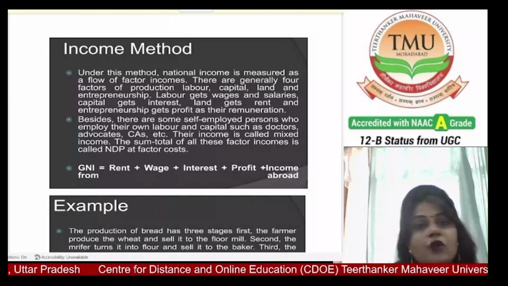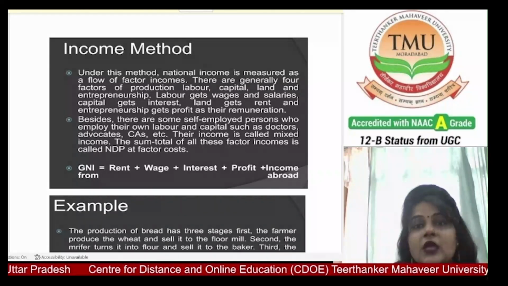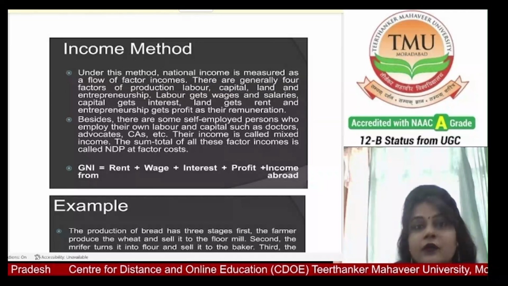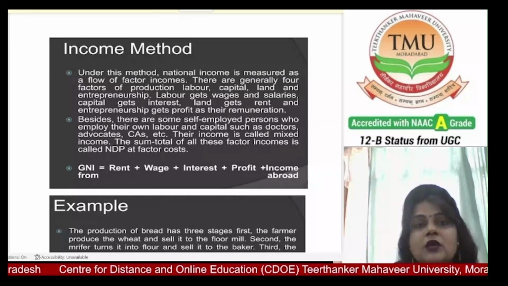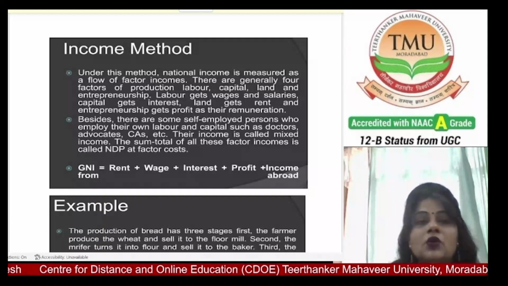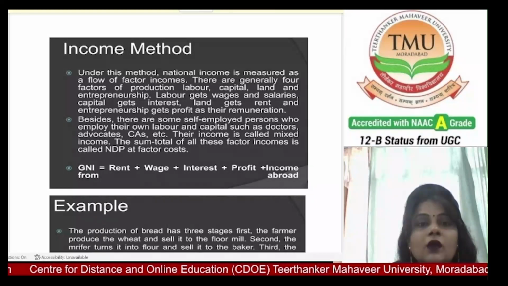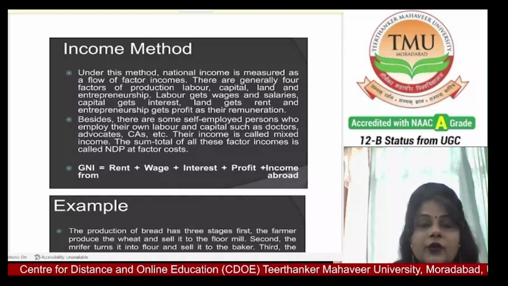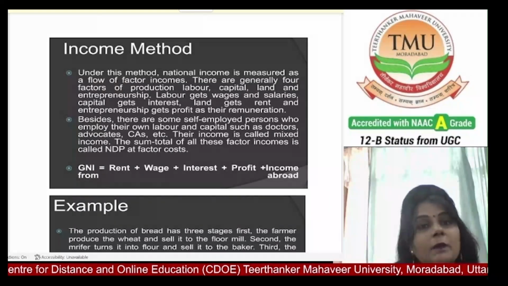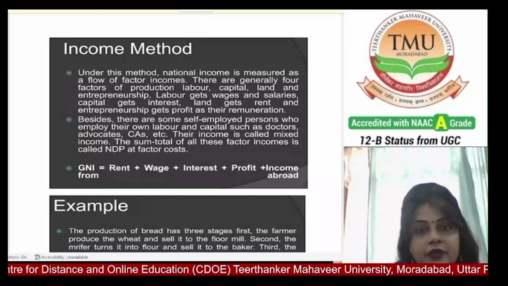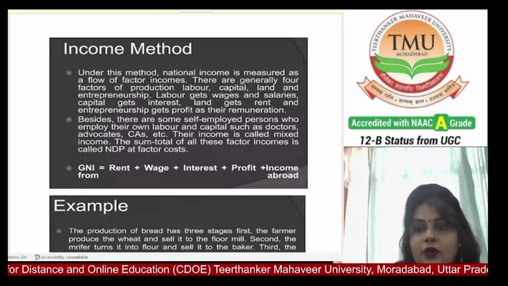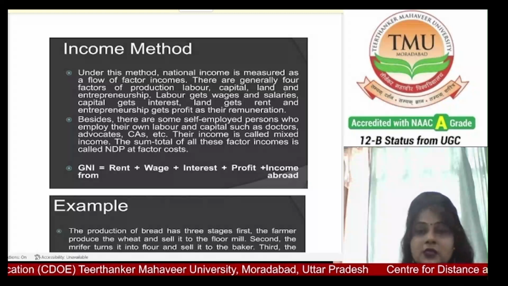The sum total of all these factor incomes is called NDP, net domestic product at factor cost. So gross national income is equal to rent plus wage plus interest plus profit plus income from abroad.